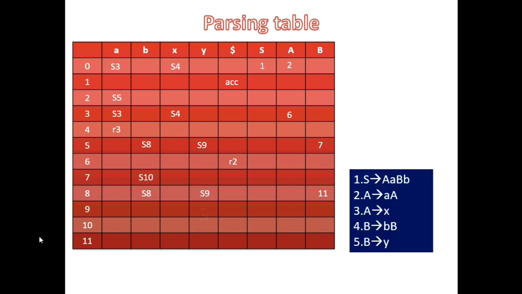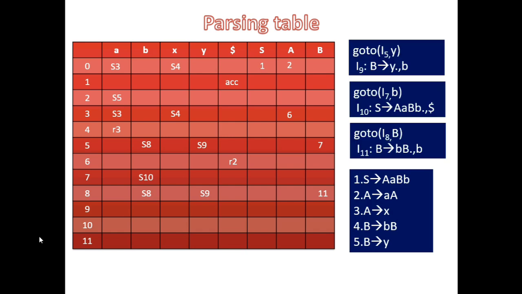Now we'll go for item set 9. Item set 9 has dot at the end. That means the production is B tends to Y. B tends to Y is called the fifth production. So in item set 9 where B is there, you write it as R5.